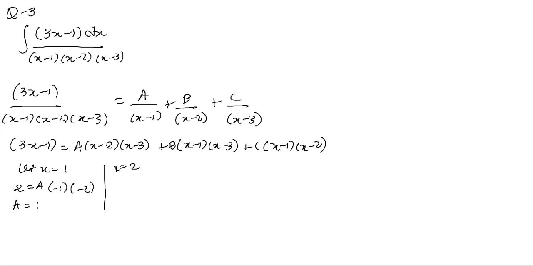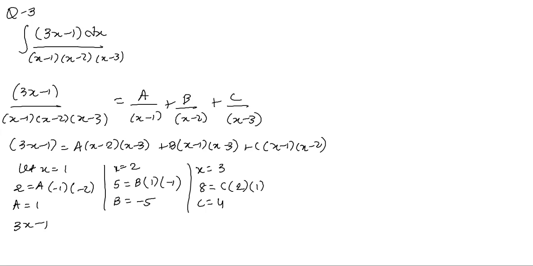If I take x is equal to 2, then 3 2s are 6 minus 1, 5. Here the a and c terms will get cancelled. So I will have b into 2 minus 1, 1, into 2 minus 3, which is minus 1. So the value of b will be minus 5. If I take x as 3, then 3 3s are 9 minus 1, 8. Here a and b will get 0. I will get the value of c as c into 3 minus 1 and 3 minus 2. So c is 4.